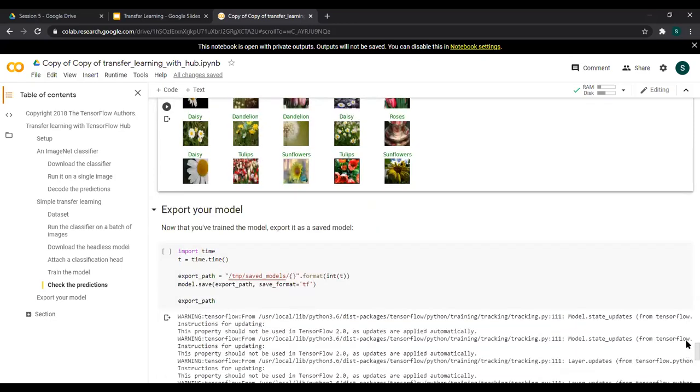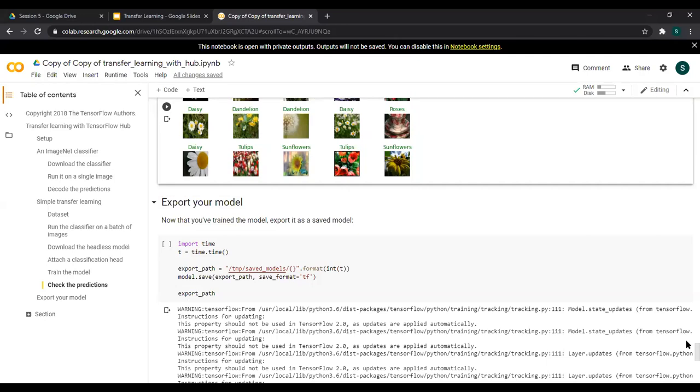So now you've basically learned how to set up, download the ImageNet classifier, run it on a single image, decode those predictions, then apply transfer learning to the data set, and then download a headless model, attach a head to it, and then train that model, then just double check the predictions, and basically we learned how to apply transfer learning now to this simple flowers data set. So now you can do this to any number of data sets on your own.